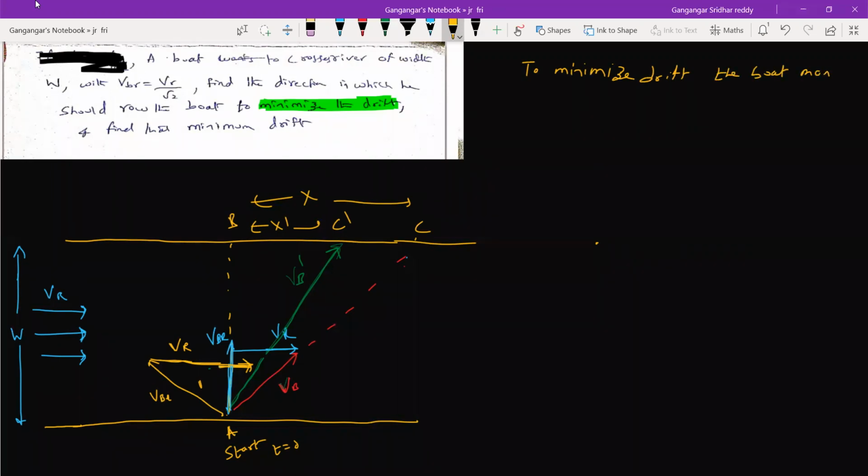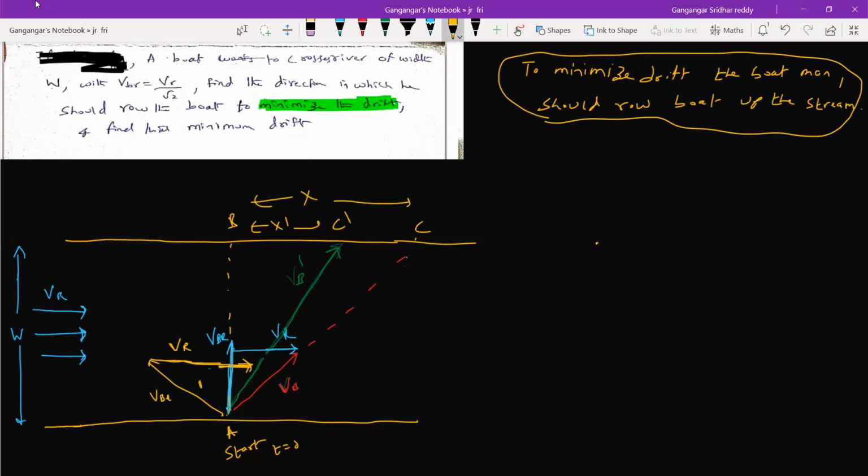The boatman should row the boat up the stream. Okay, got this? There's the idea of the problem. Sir, how can you decide from the diagram? Okay, let's come to the question. Let's try to get the answer.